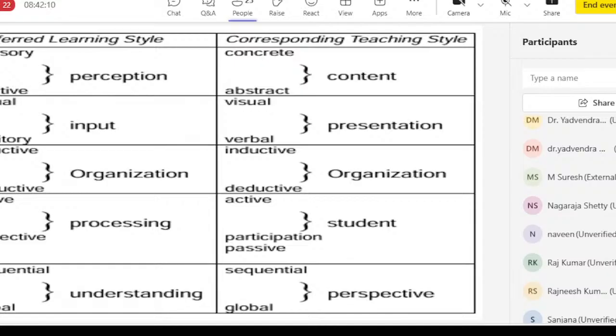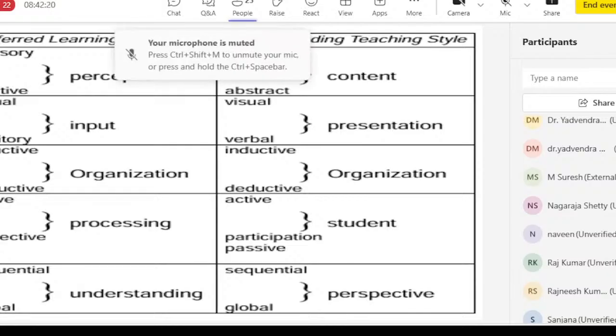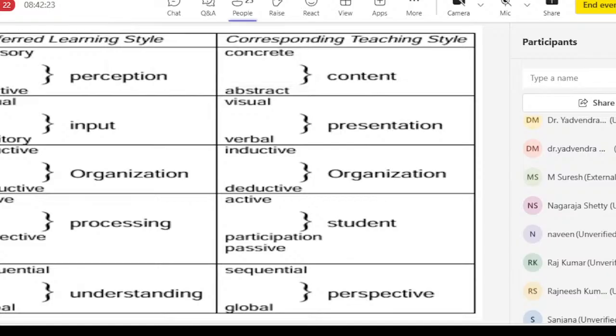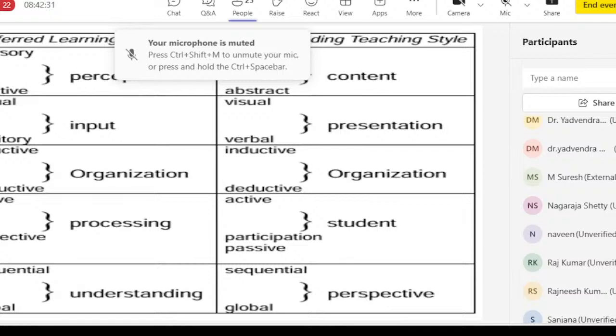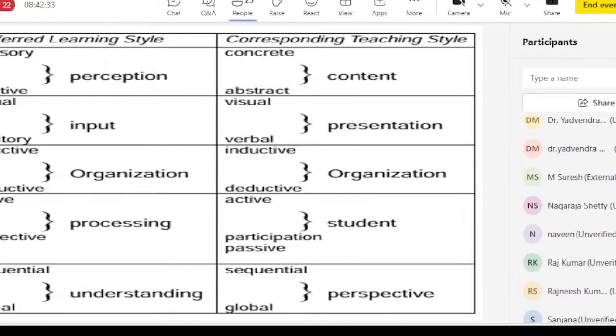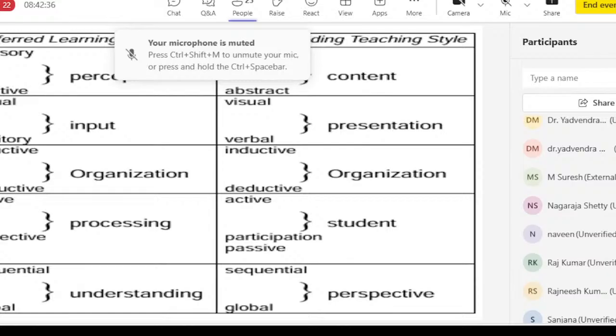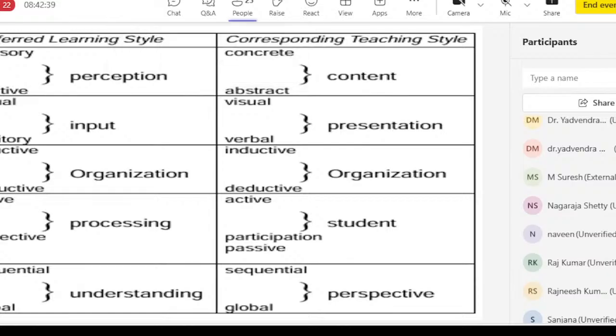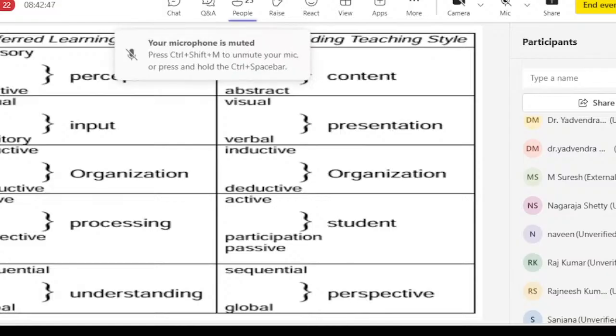Now, the learning styles for the students are sensory or intuition, and that is what creates perception. The corresponding teaching style can be concrete or abstract. That is, they can be very concrete in statements, or they can be abstract. Now, the other technique is visual or auditory. That is the input: either the input to your brain is visual or auditory. And then on the other side, the presentation, visual and auditory. What I am doing now.